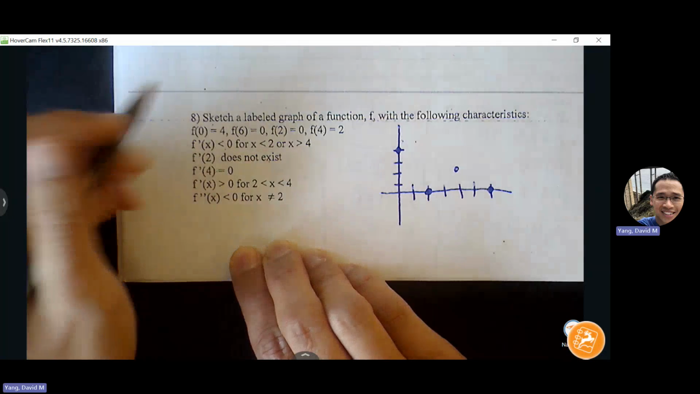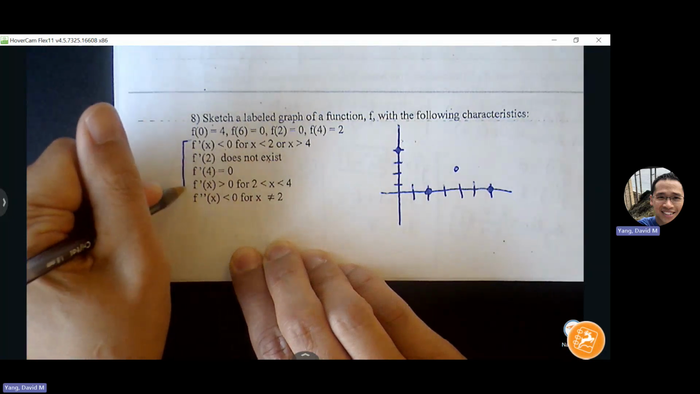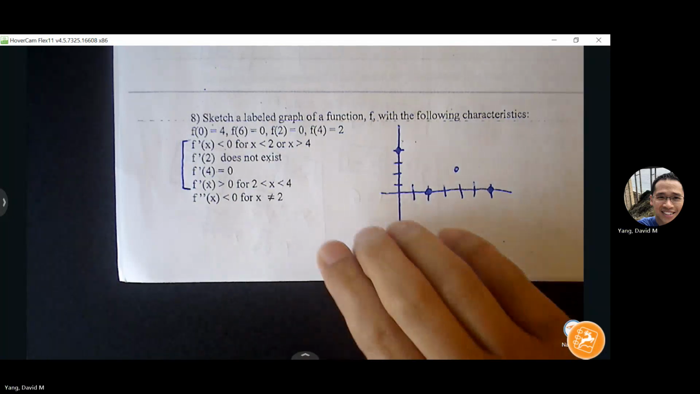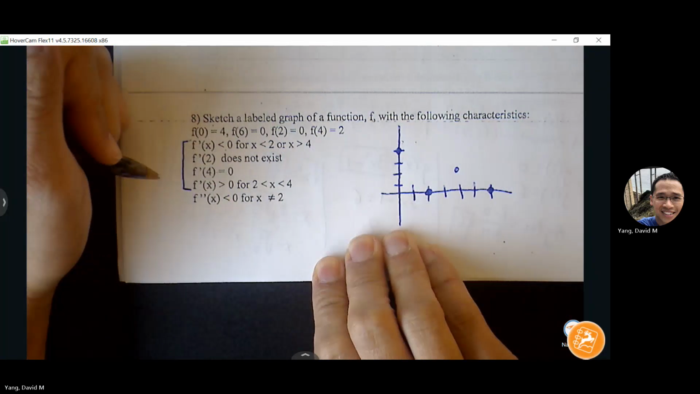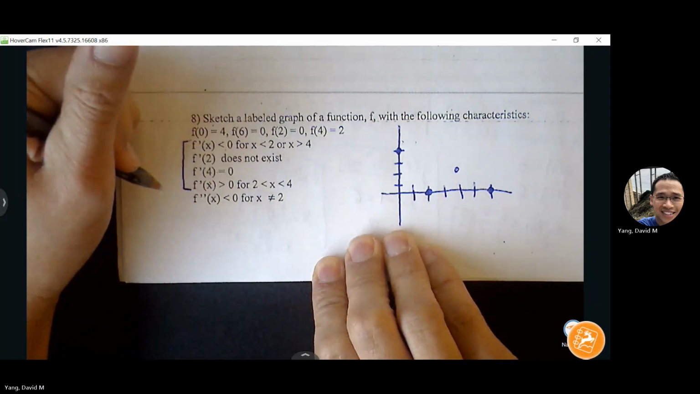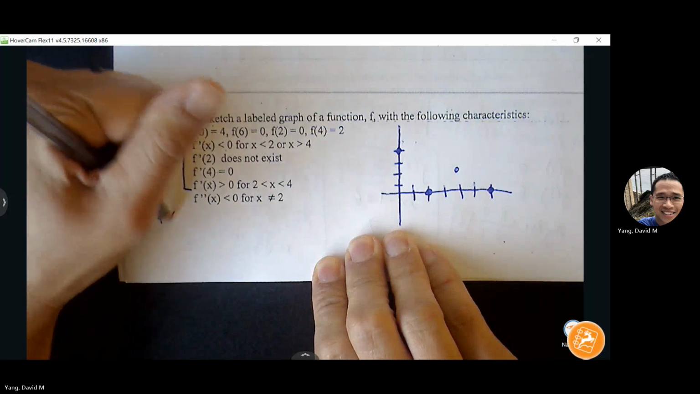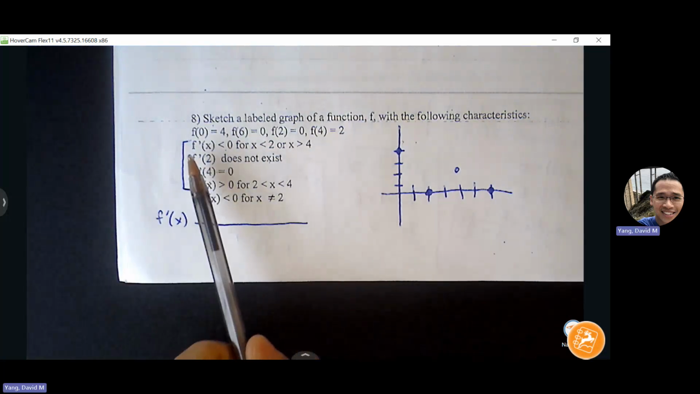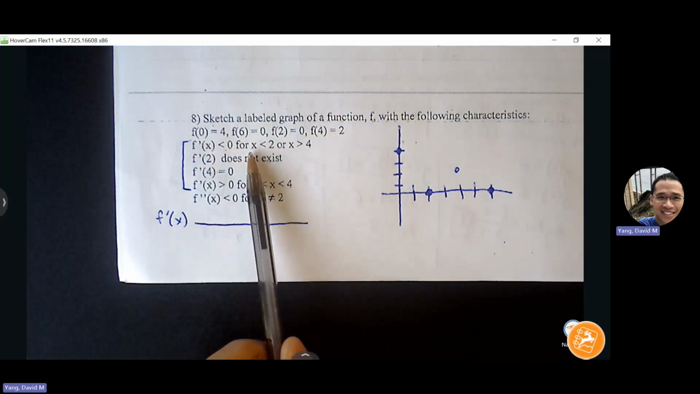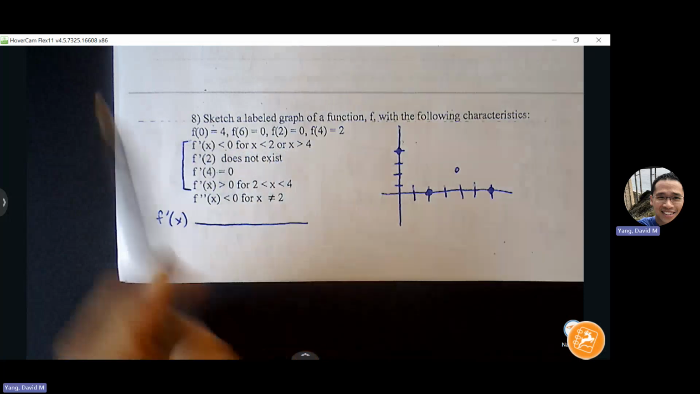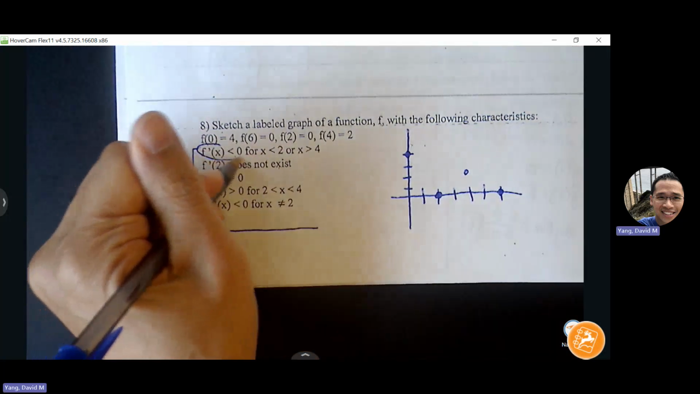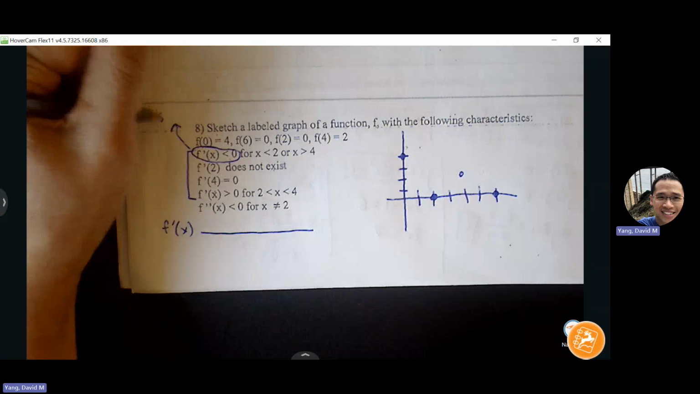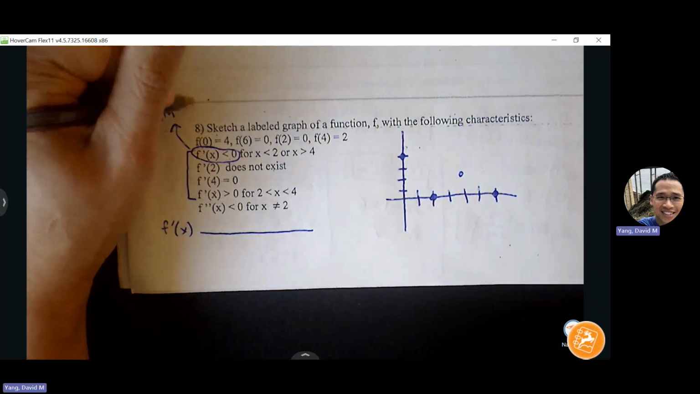First few statements are all involving f prime, so I can put that information onto my f prime sign line. Okay, first up, f prime of x is less than 0 for x is less than 2 or x is greater than 4. So let's verbalize this again. What does that mean? F prime of x is less than 0. Negative slope.